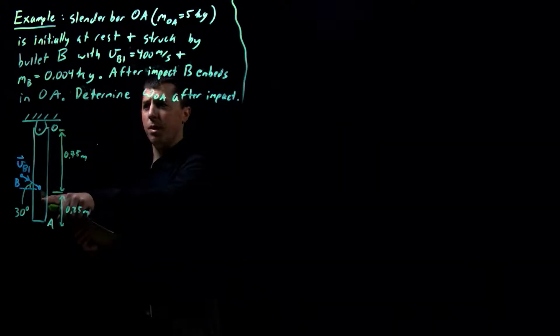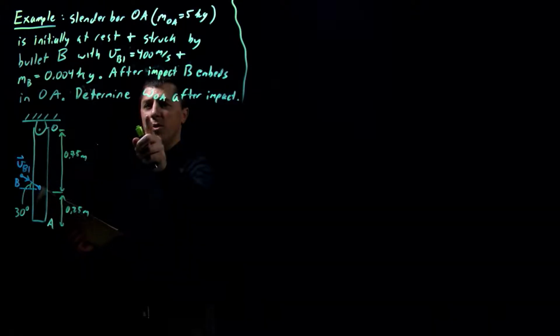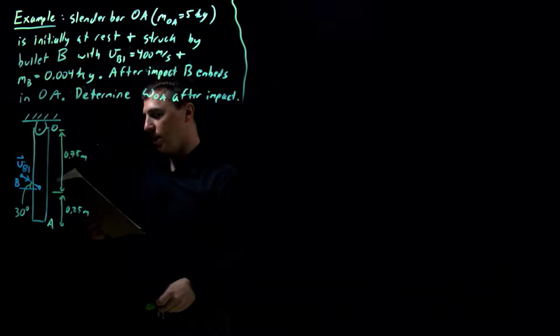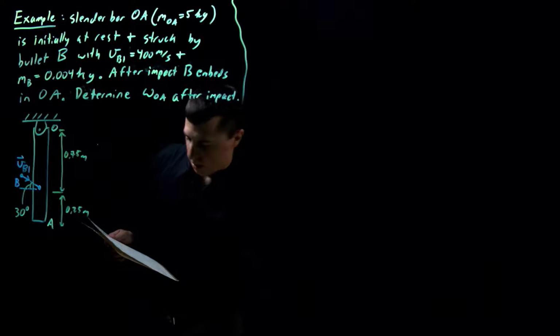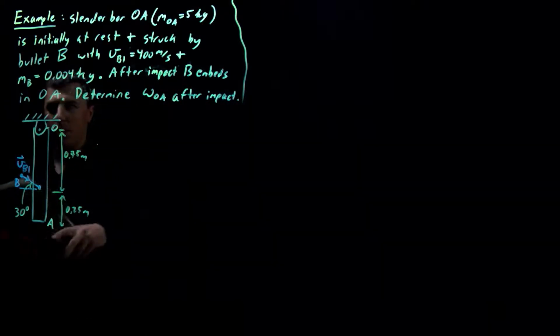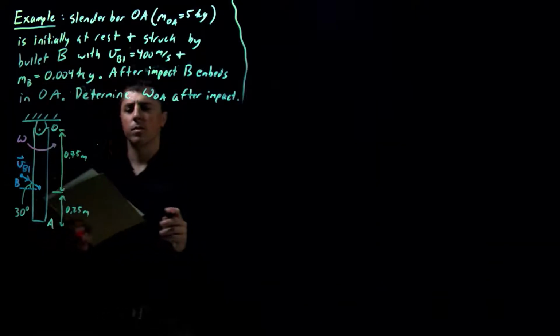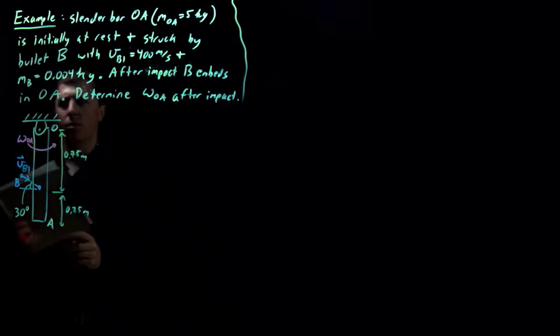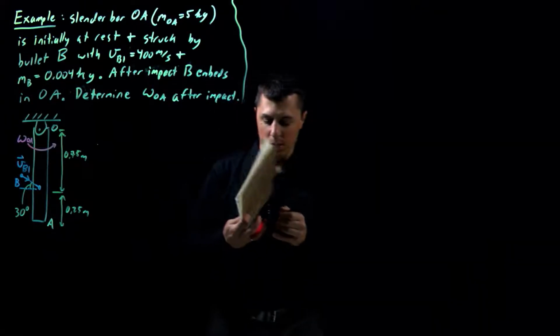Afterwards, B then impacts inside of OA. We want to determine the angular velocity immediately after impact. Okay, so let's put that in here. We expect, if it's coming out at us, the resulting omega to be that, and we label it the angular velocity omega OA of the bar OA.